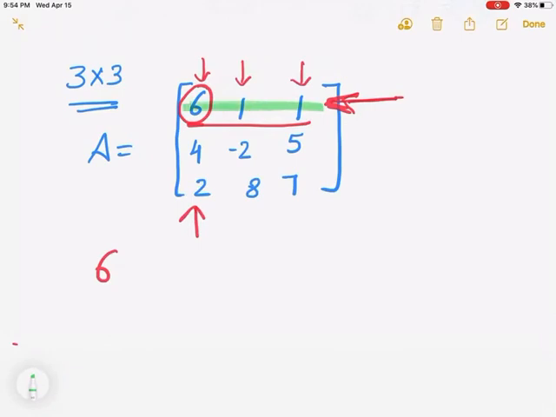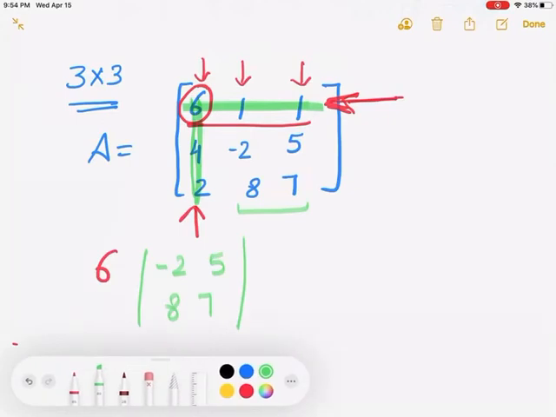If I cover this row and this column here, I see this 2 by 2 left. So this 6 is going to get multiplied by the determinant of this 2 by 2. I'm just going to write that 2 by 2 for you guys and we'll do the determinant in the next step. Okay, this is what I have for the first one. Now let's move on to the second number.